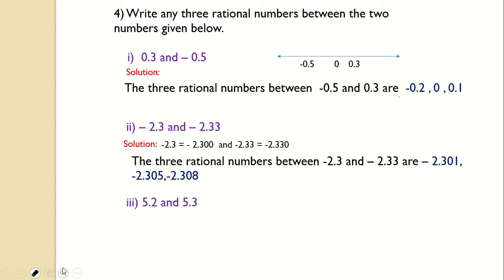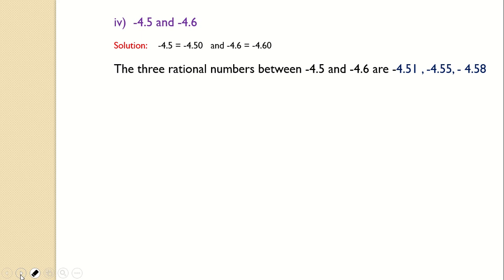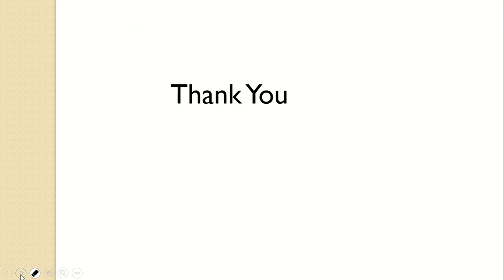Then 5.2 and 5.3, here also you make 5.20 and 5.30, so that is 20 and 30, between 20 and 30, 21, 22, 23, up to 29 you go. So the three rational numbers between 5.2 and 5.3 are 5.21, 5.23, 5.28, and 5.29 also you could write. Here also see minus 4.50 and minus 4.60, so between 50 and 60, 51, 55, 58, right?